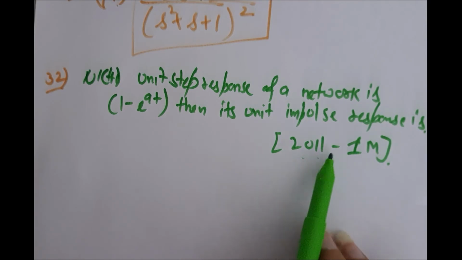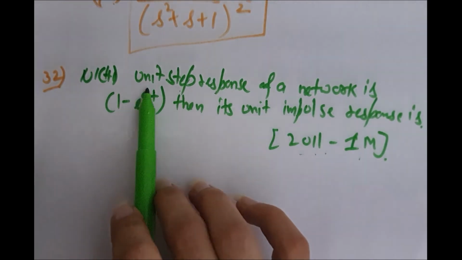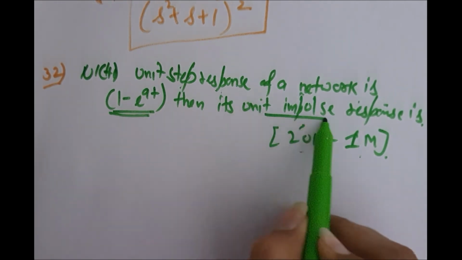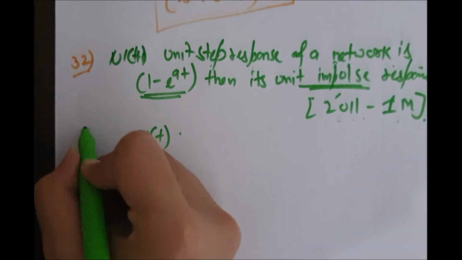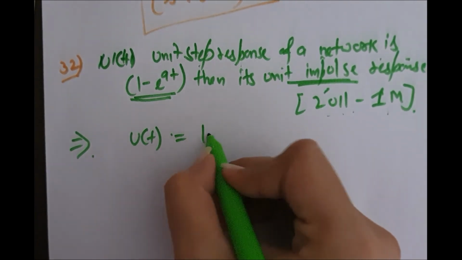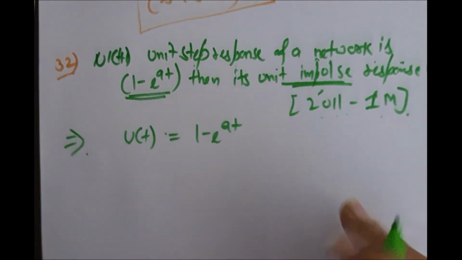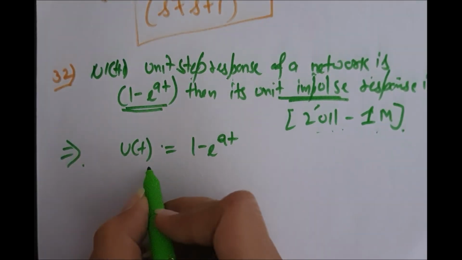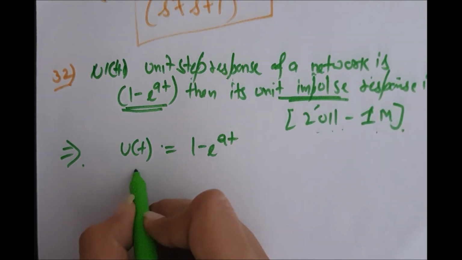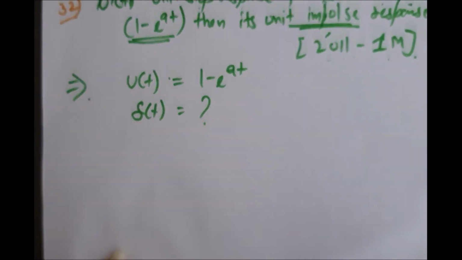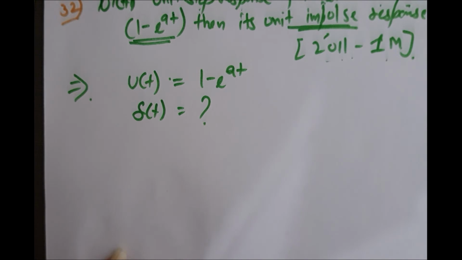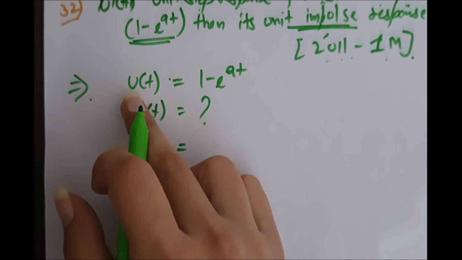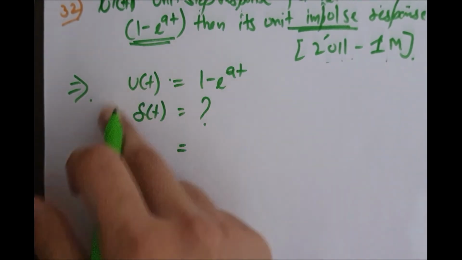This is a 2011 ECE 1 mark question. In this question, the unit step response of a network is given, that is this, and we have to find the unit impulse response of the network. We are given with u(t). I have written this full statement because it is a little difficult to understand, and we have to find the unit impulse function, delta t. If you remember, I taught you in my first lecture of Laplace transform that the derivative of u(t) is delta t. If we take the derivative of this function, then we will get delta t.